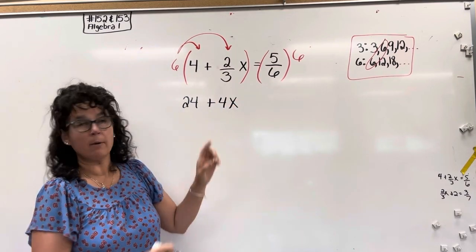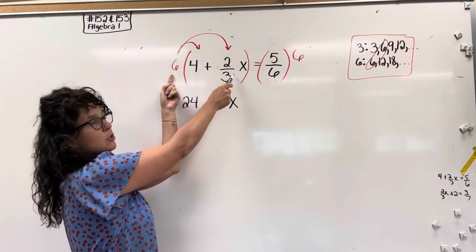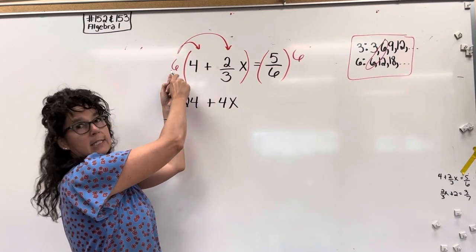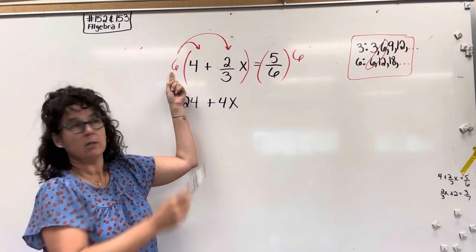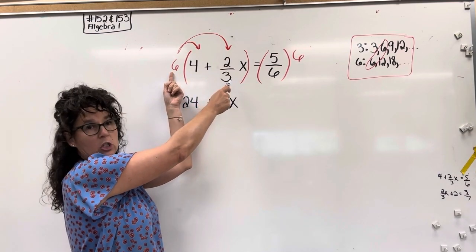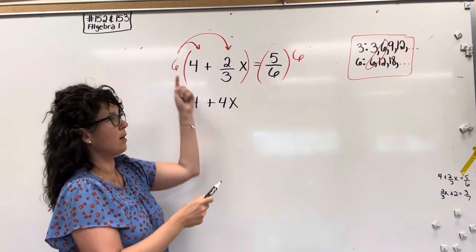Okay, so one more time on that one. 6 times 2/3 x, you're really taking the 6 and dividing it by 3 and multiplying it by 2. So 6 divided by 3 is 2, and 2 times 2 is 4x.